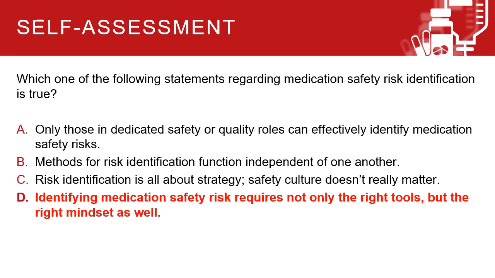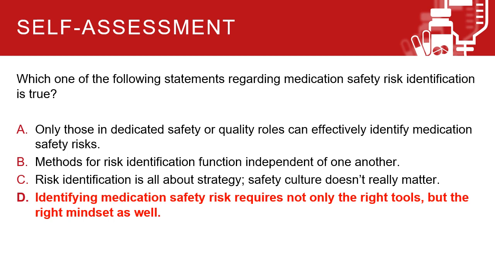effective medication safety program. Answer choice B, which states methods for risk identification function independent of one another, is false, because risk identification methods are most effective when used together. No single method can capture all risks. For example, error reporting systems rely on voluntary reporting, which may miss certain risks, while trigger tools and technology data can proactively detect potential medication safety concerns. A layered approach increases detection sensitivity and provides a more complete risk assessment.